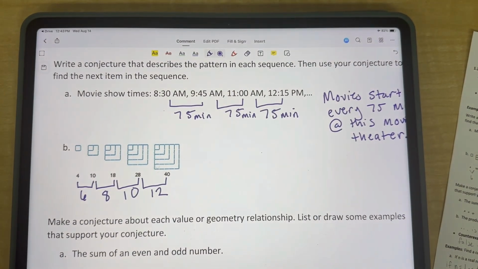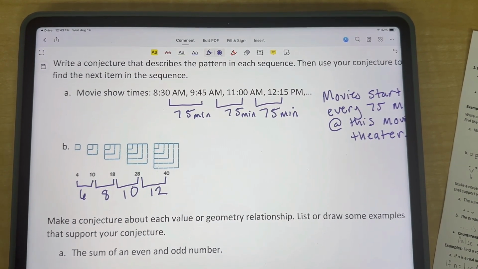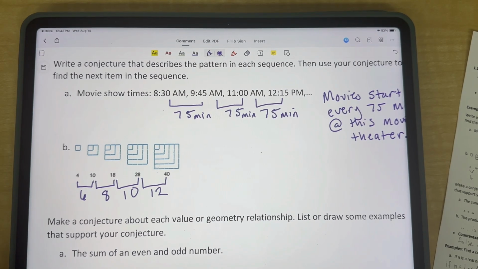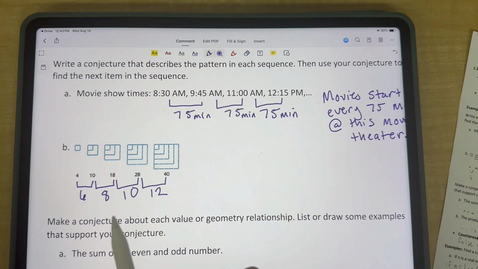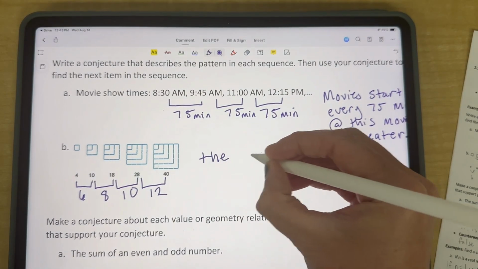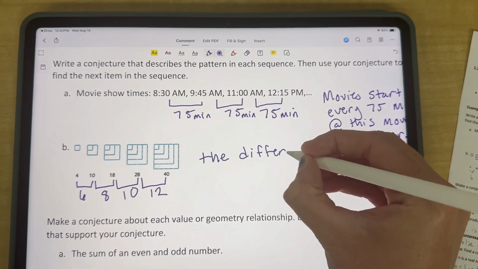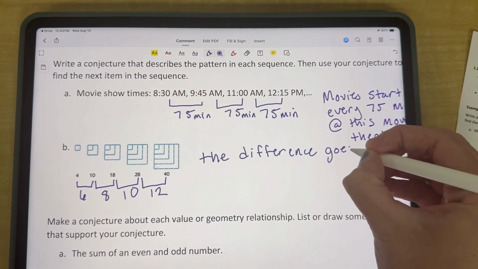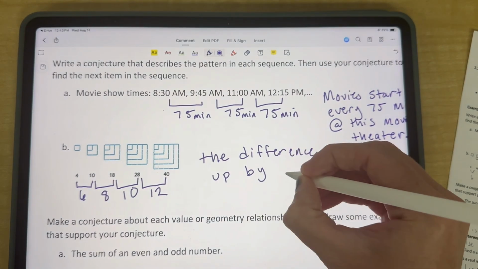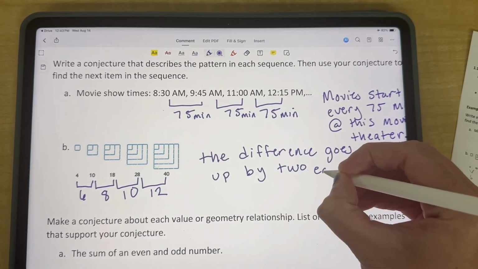So you need to come up with a conjecture now based off the information given. What can you figure out? What's your reasoning behind what your statement's going to be? A lot of people were like, I can figure out the pattern, but I don't know how to put it into words. So again, remember I kept using the word difference. So when I did this one the first time, I said the difference goes up by 2 each time.